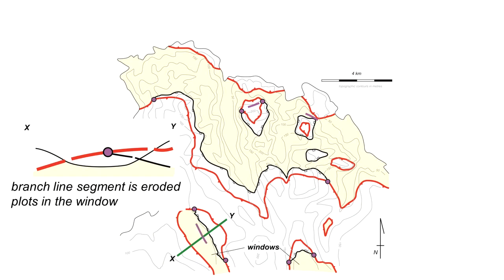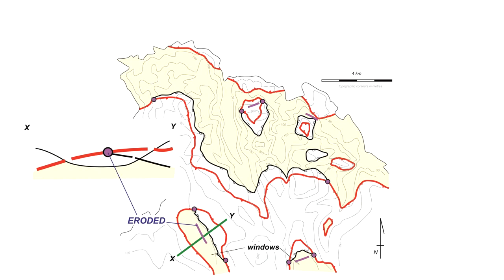There, and that's where it plots, somewhere in the window. What about the other window? Well, it's going to behave very similarly. So we're going to have another segment of the branch line over here that's also been eroded. So we're now getting a bit of an idea of how the branch line must run.